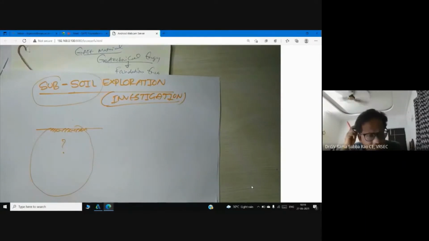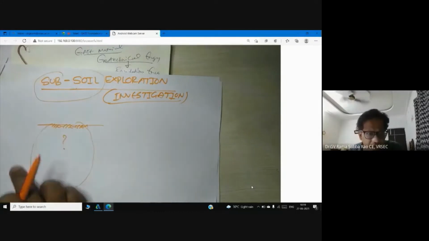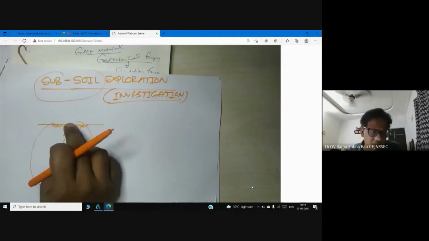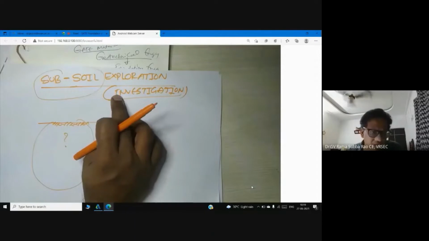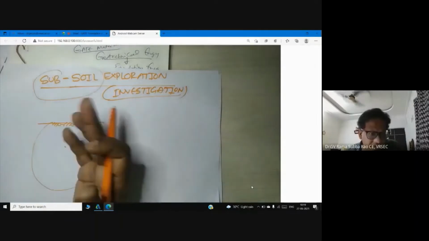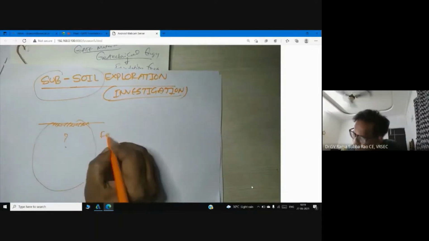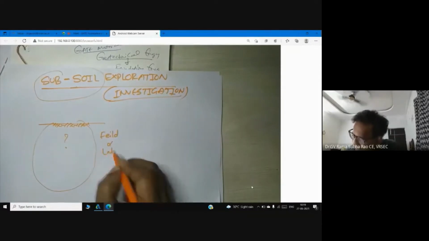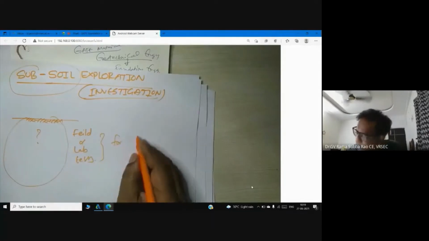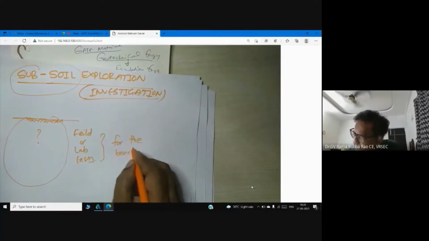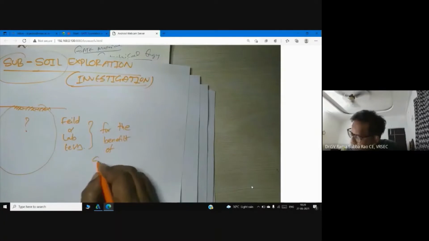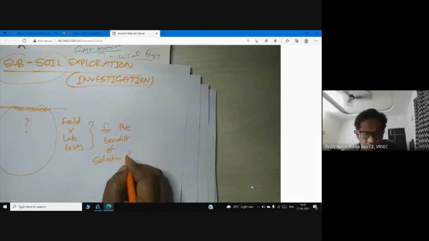The knowledge of gaining properties of subsoil. Subsoil investigation means getting the properties of subsoil by conducting field and laboratory tests, for the benefit of selection of a proper foundation system.